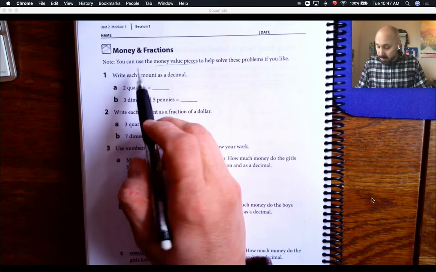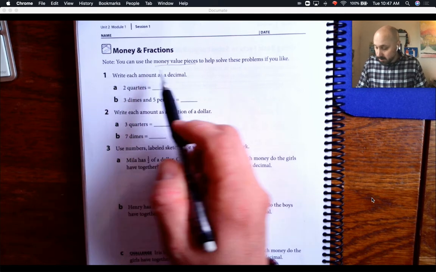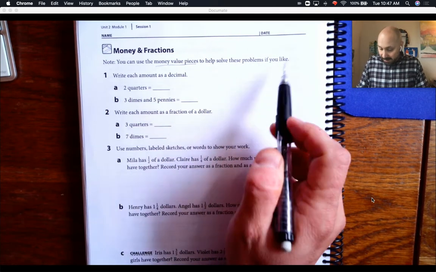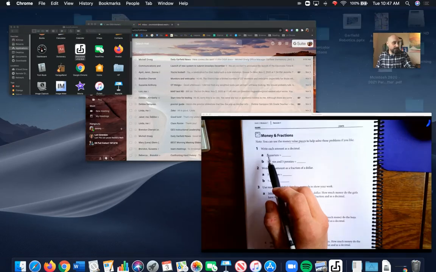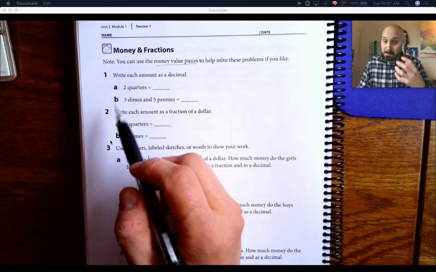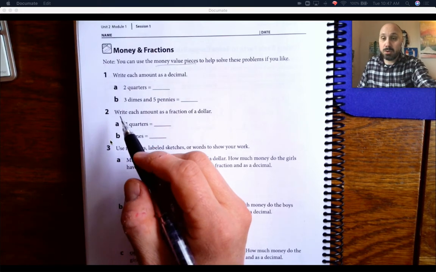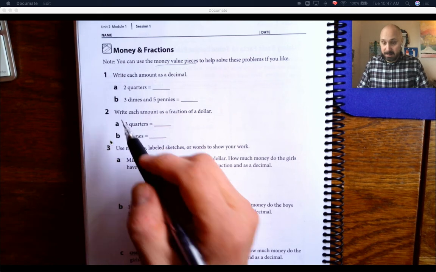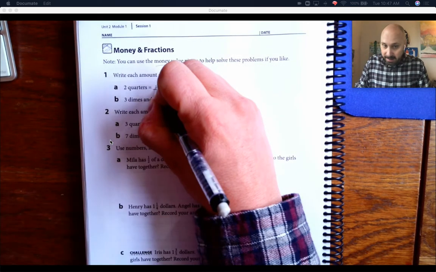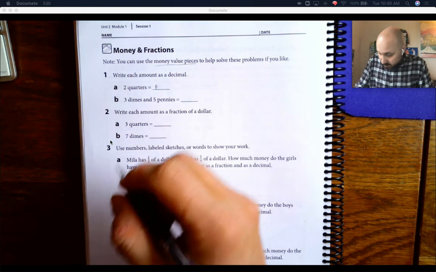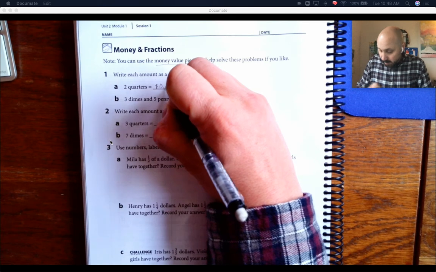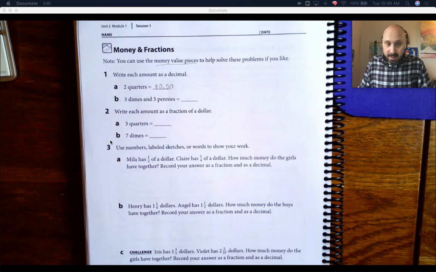So it says money and fractions. Note you can use the money value pieces to help solve these problems if you like. Write each amount as a decimal. So what we're going to do is write these as they would look as a decimal using our money, what it looks like with actual money. So 2/4 equals 50 cents. And so how we would write that is we would do our money sign, and then $0.50. So money sign with the S and the line through it, 0.50.